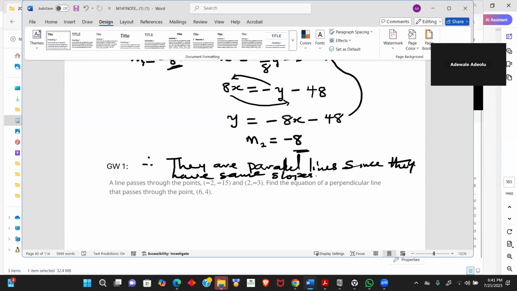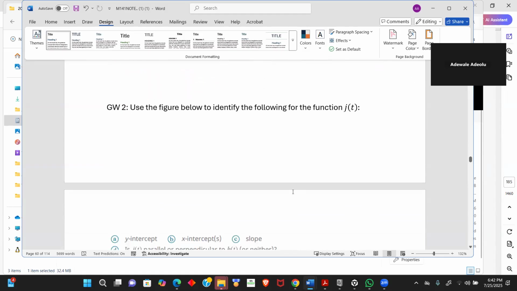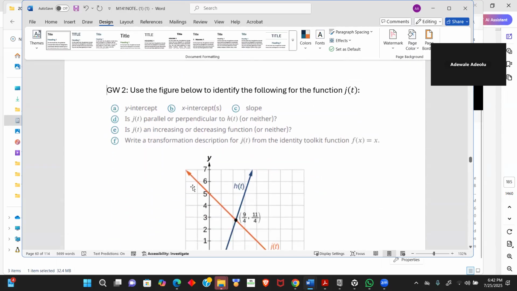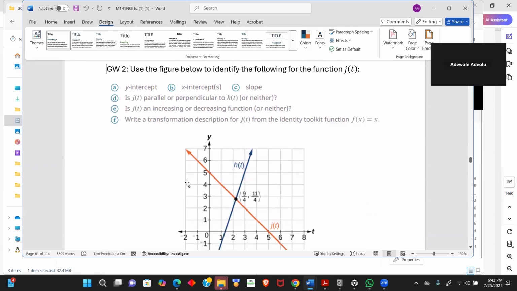Okay, another one: a line passes through this point, find the equation of a perpendicular line that passes through this. That should be way easy for you now to solve. Here is another problem. Let me see if I should solve it for you or you can handle it.